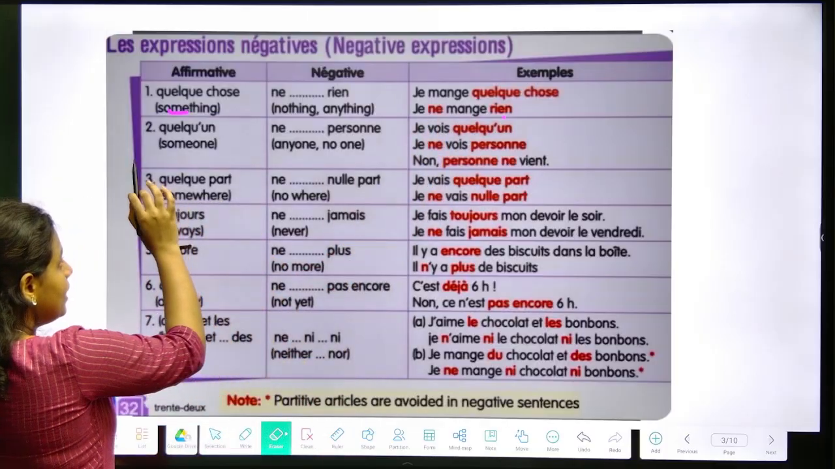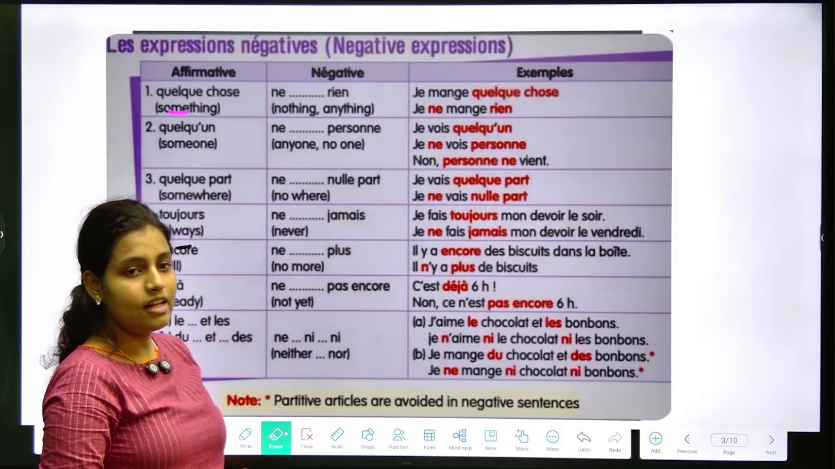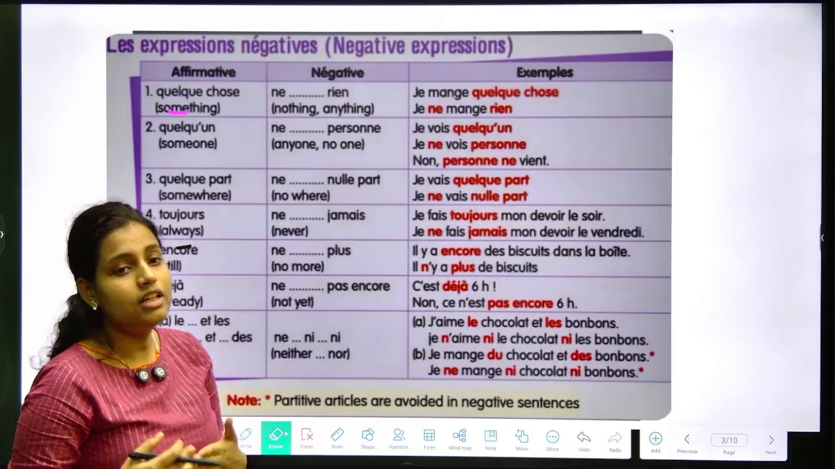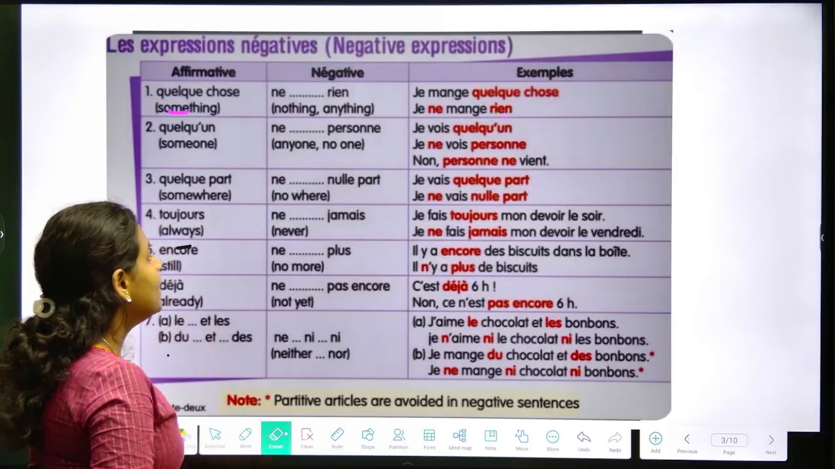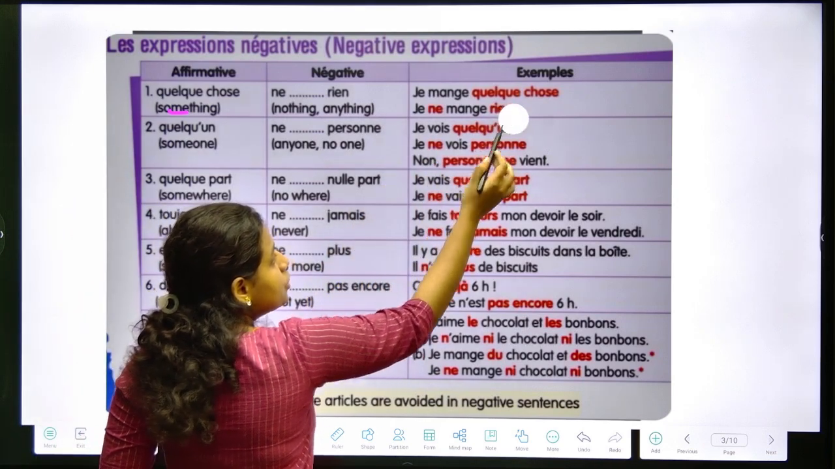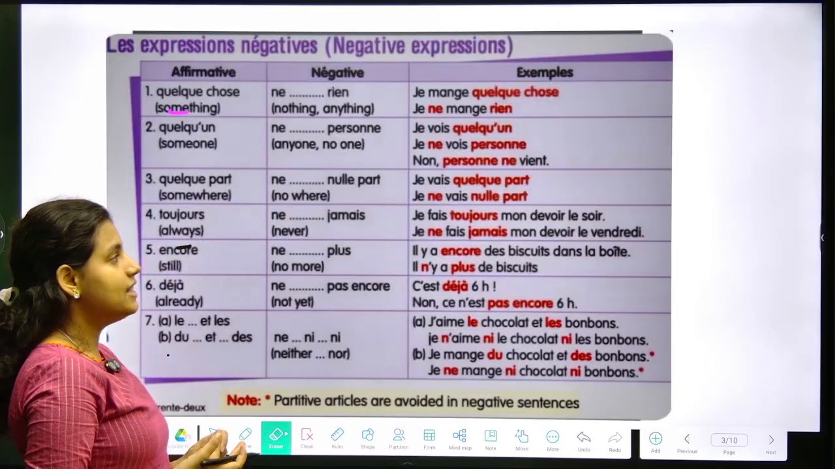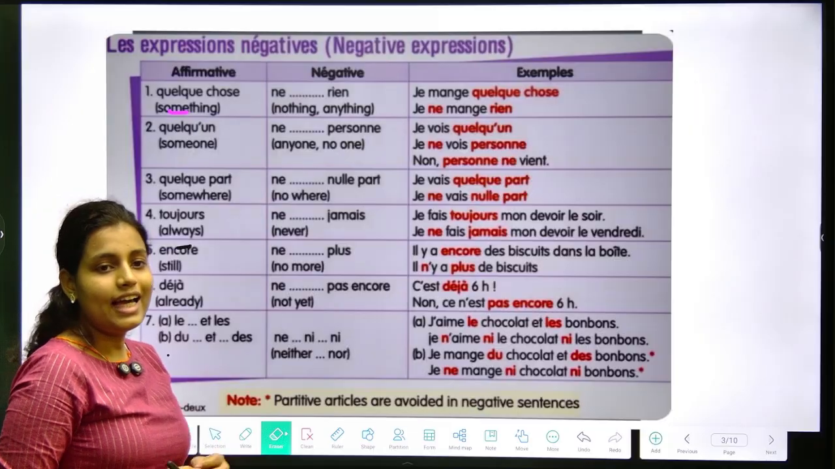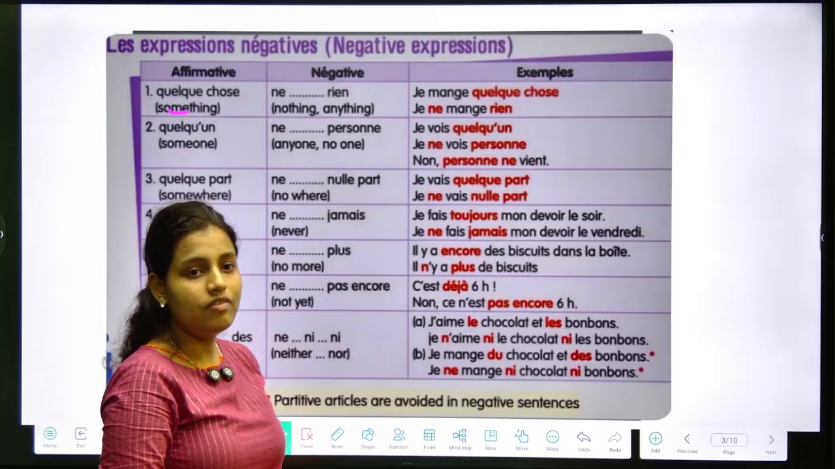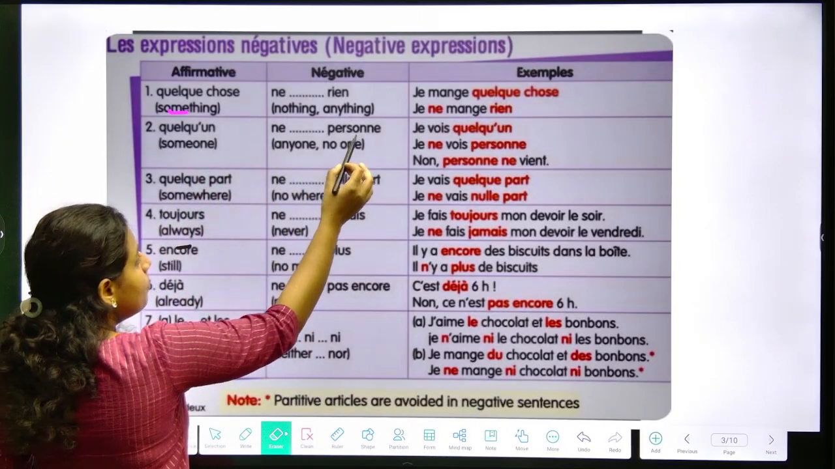Then we have the second marker, which is quelqu'un. Quelqu'un means someone. So how do we negate quelqu'un? We negate quelqu'un by ne personne, that is no one. Je vois quelqu'un, that is, I see someone. So how will you negate? You will negate, I see no one, so that it will be je ne vois personne. So the negation for quelqu'un is ne personne.